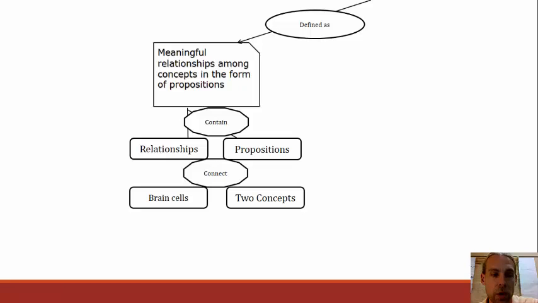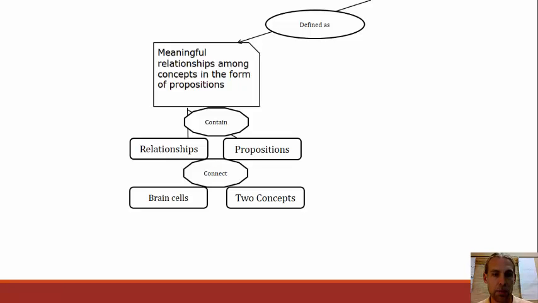So the whole idea is, and if you look at this presentation, I'm using propositions throughout. So concept maps are defined as these meaningful relationships, the demonstration and illustration of meaningful relationships. And so that in itself is a proposition. I have an item connected with a verb to another item. Okay, so right there I have some sort of proposition.